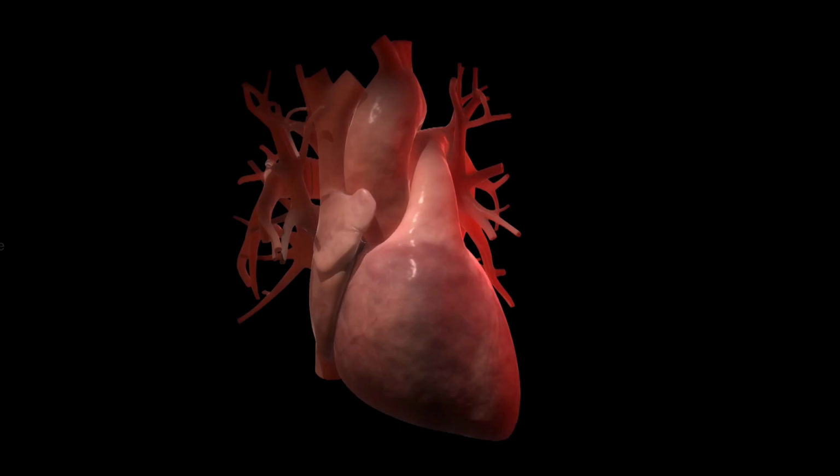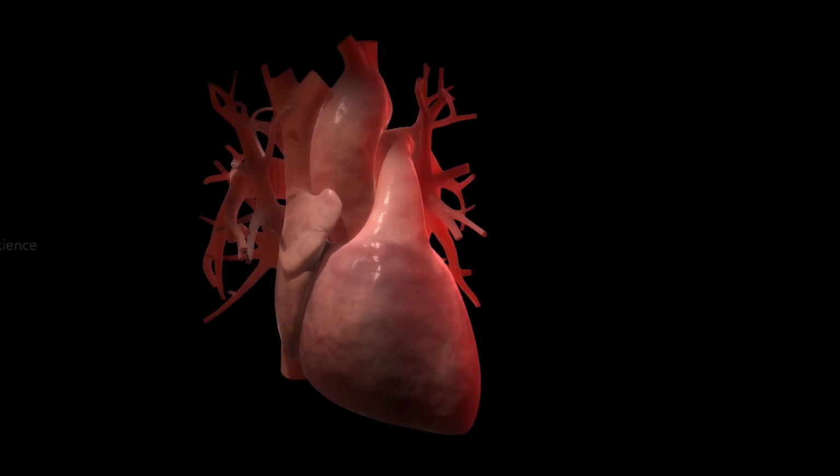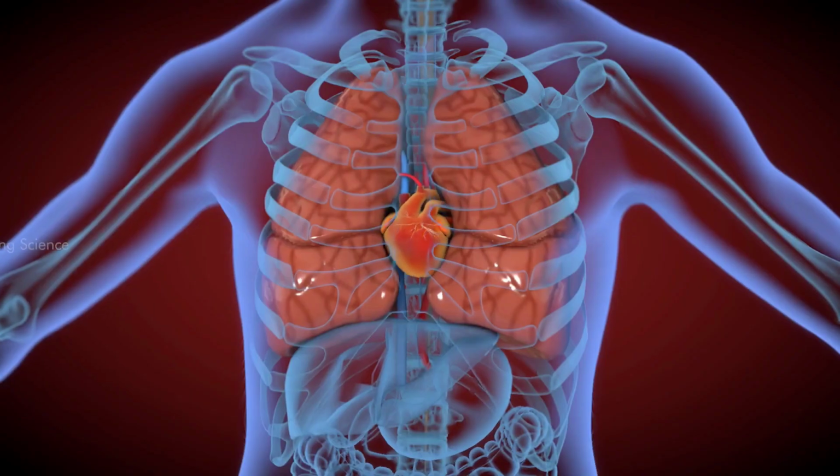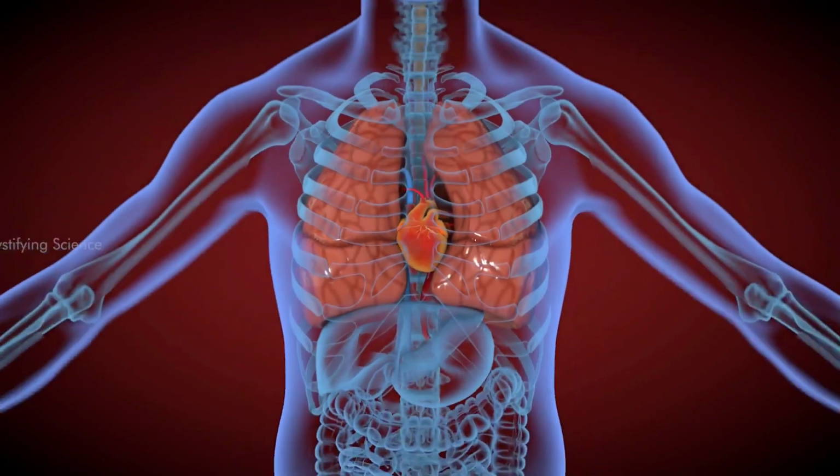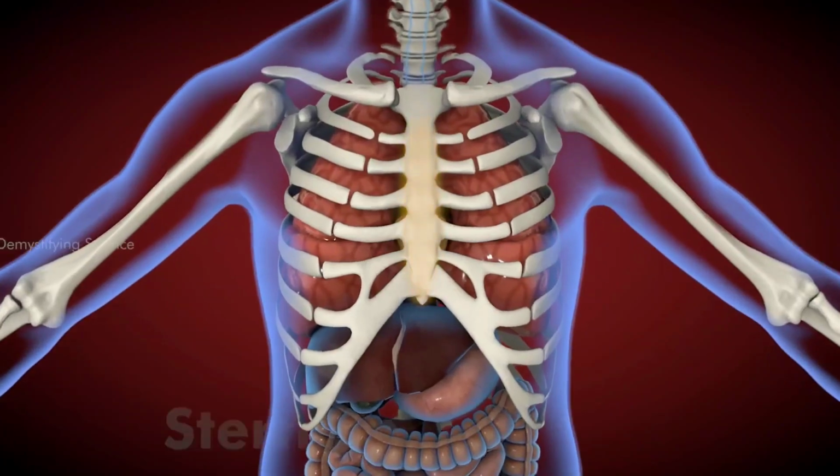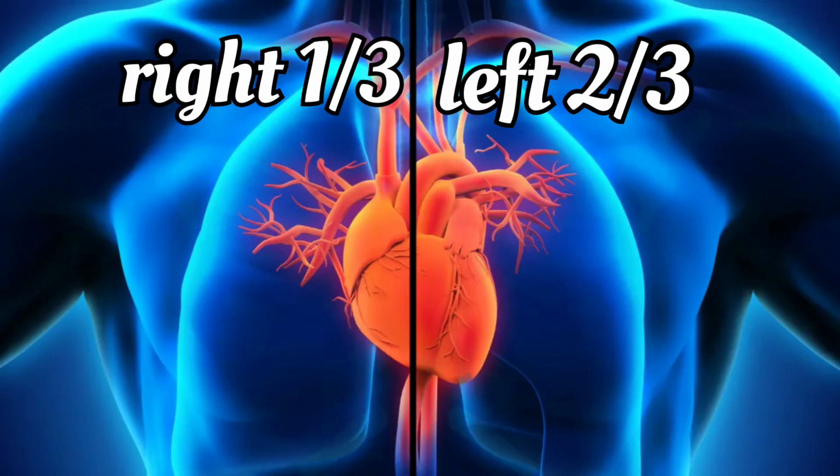Now we will look into the heart. Not this one, human heart. Human heart is a muscular organ about the size of a fist. It is located just behind and slightly left of the breastbone named sternum. About 2/3 of the heart mass is found on the left side of the body and the other 1/3 is on the right side of the body.